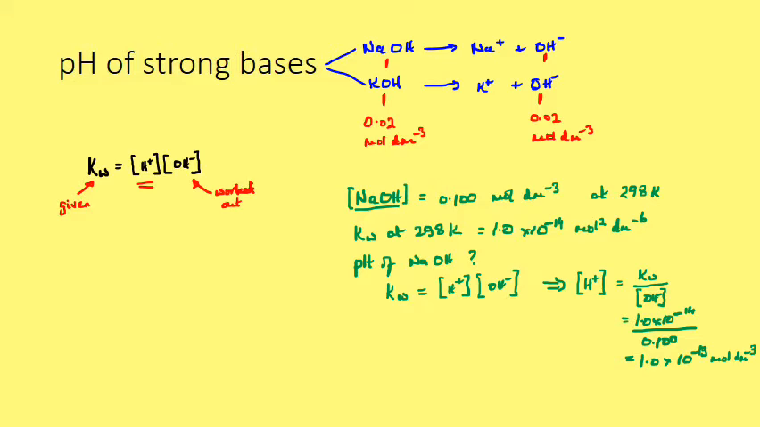So now we have the hydrogen ion concentration, and so it's an easy process to get out our log version of the pH equation. Let's just remember it: pH equals minus log 10 of the hydrogen ion concentration. Substitute in the hydrogen ion concentration, that was 1 times 10 to the minus 13, and that gives us a pH of 13.00. That is the pH of the sodium hydroxide.